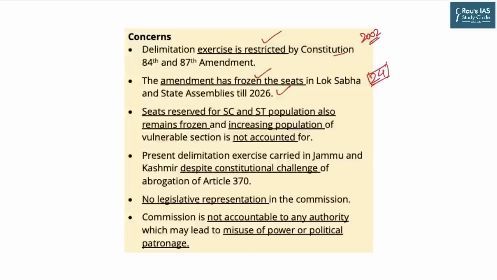Then, the freezing of seats is not only limited to the general category but also to the ST/SC population, which remains outside the ambit of good welfare in the country. Then we have seen that despite the abrogation of Article 370 and the matter being sub judice, the delimitation exercise was conducted in these two union territories without the court's order. There is no legislative representation in the commission. As we have seen, there is one judicial member and two members from the Election Commission. And last, the commission is not at all accountable to any authority in India. So whatever they say is taken for granted, which also opens up a high level of discretion, misuse of power, and even political patronage by these members.